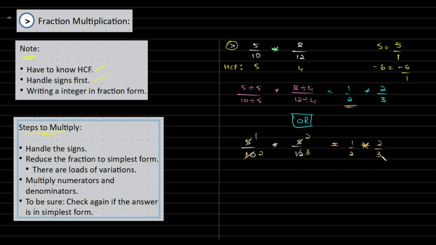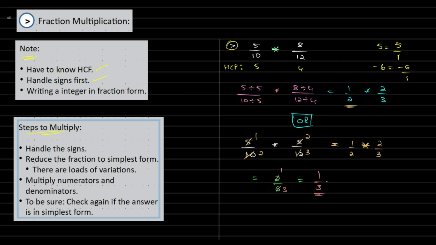So 1 by 2 into 2 by 3, we need to multiply because now it's in simplest fraction form. So we just have to multiply. 1 into 2 is 2, 2 into 3 is 6. Again, check if the answer is in simplest form. You can clearly see it's not. So what we can do here is again divide by whatever the HCF is. In this case, it's 2. 2 divided by 2 is 1, 6 divided by 2 is 3. So your final answer is 1 by 3.